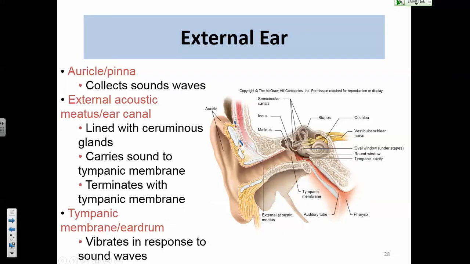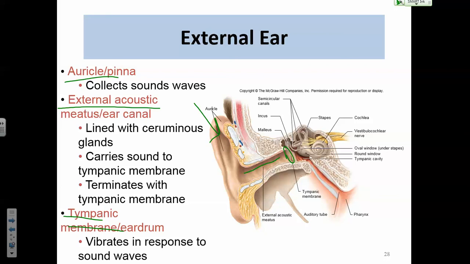Okay. So here's a repeat that gives you just more information, but it's a repeat of the parts of the external ear. They're in red. The auricle, which is this part, and then the external acoustic meatus is the ear canal, and then the tympanic membrane you can see right there. Okay, tympanic membrane.